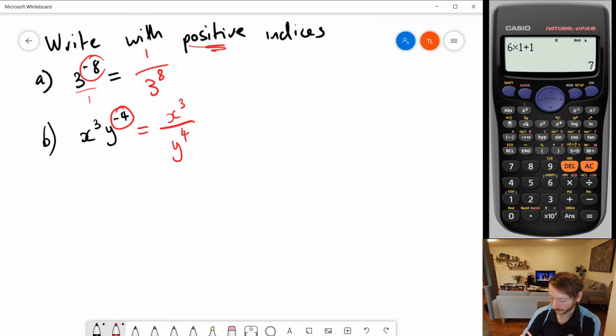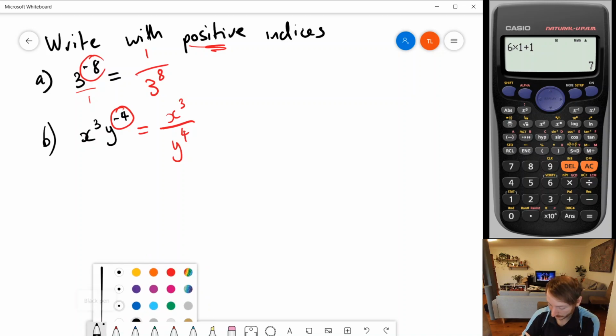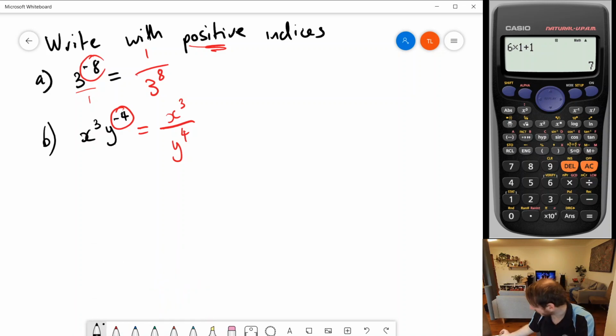Alright, let's try another one. Select my pen color. There we go. Don't know why that takes so long, but it has been taking a while. Let's have a go at this one. Let's see.